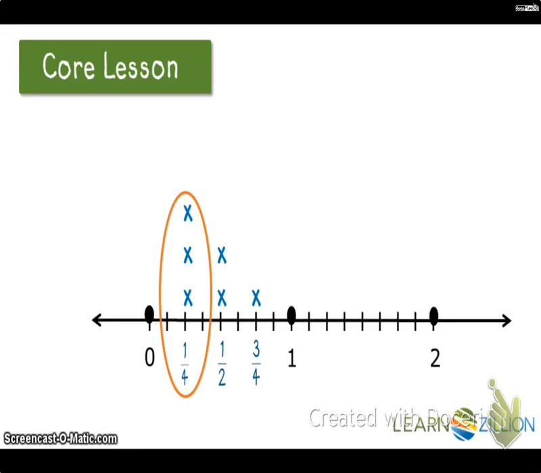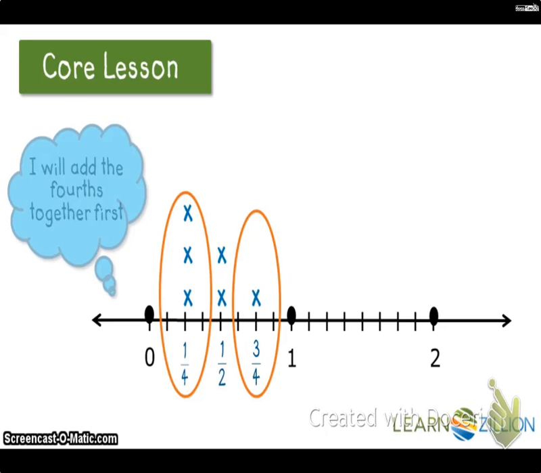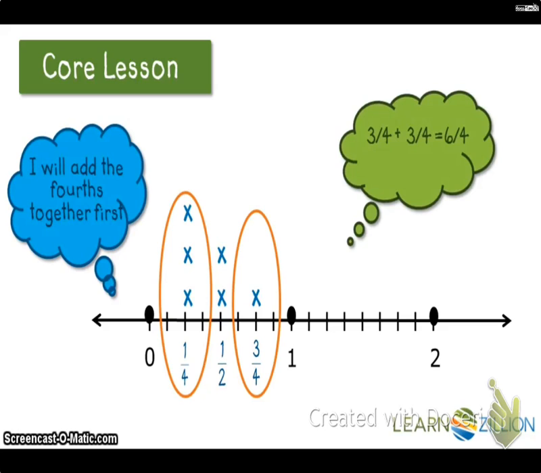So I noticed that 1/4 and 3/4 both have the same denominator. So I'll start by adding the fourths together first. Since there are 3 pieces of data above the 1/4, I have to add those together, each one of those. So 3/4 plus my other data piece of 3/4 is equal to 6/4.